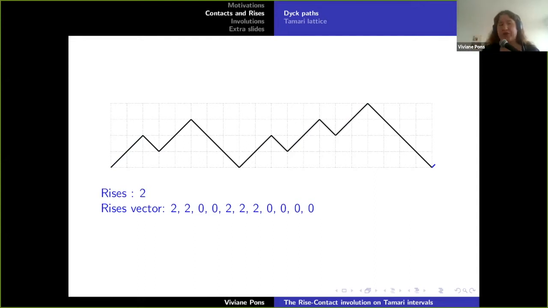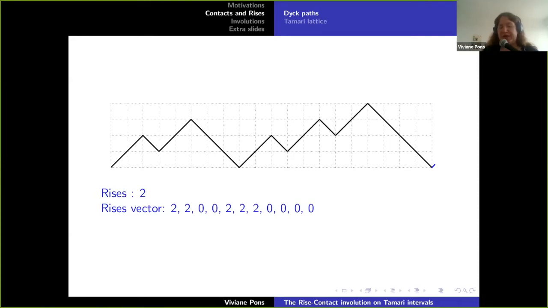So why are we interested in those two vectors? First remark, if you have the rise vector, you can construct back the Dyck path. It's quite obvious because it's just a description of the path through the rises. It's also true with the contacts, even if it's not seen directly. If you know a bit about this object, it will seem obvious to you that you can construct back the Dyck path through the contact vector. So this is just another way to describe the path.